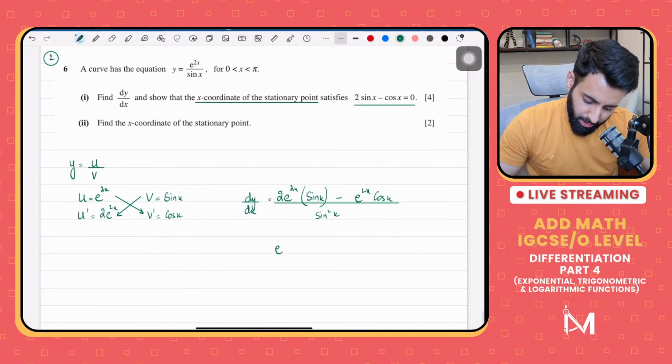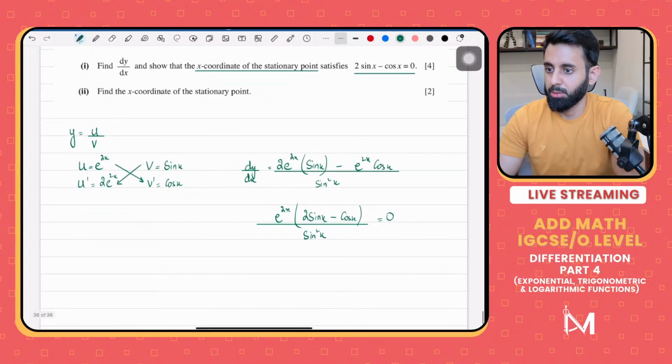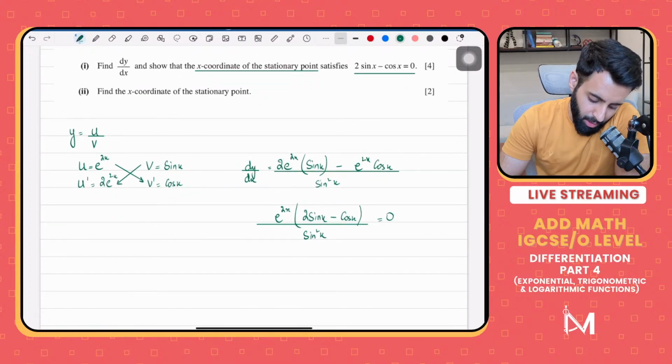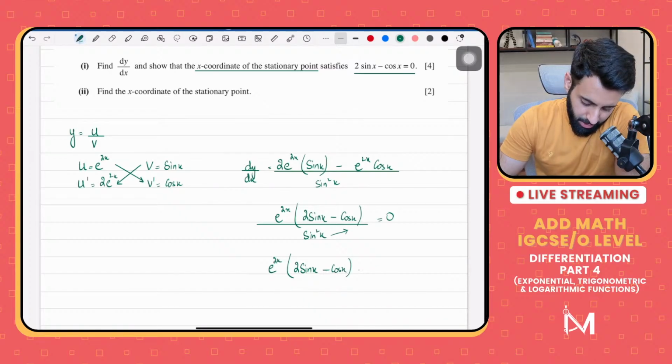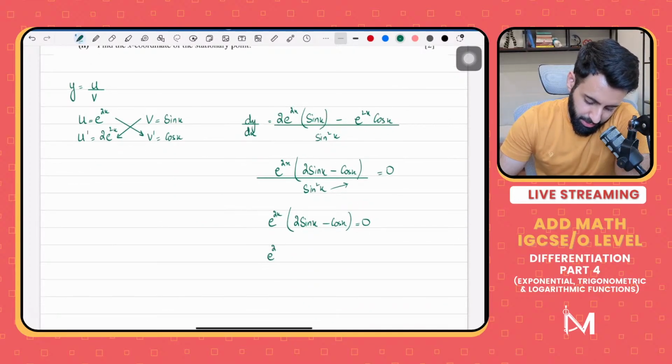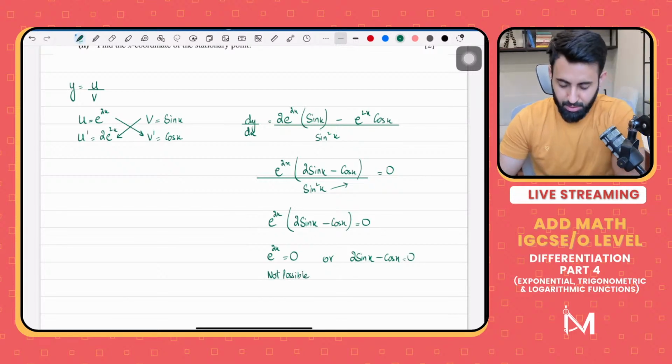Okay. So what can I take common? I can take e power 2x common, and if I do that, we have 2 sine x minus cos x upon v square, which is equal to sine square x. And because we're finding out the stationary point, that means we're going to equate it to 0. Okay. Now upon cross multiplying, this is what you have. You have e power 2x into 2 sine x minus cos x equal to 0. At this point, what do we say? We say that it's either e power 2x that's equal to 0, or it's 2 sine x minus cos x that's equal to 0. Now as far as e power 2x equals to 0, we all know that's not possible because an exponential graph is never equal to 0.